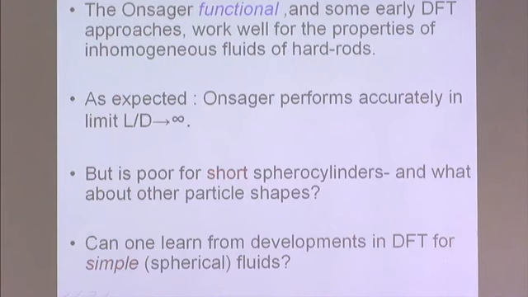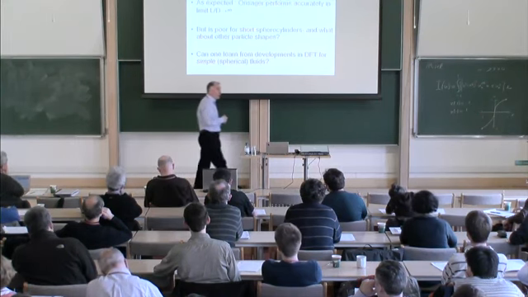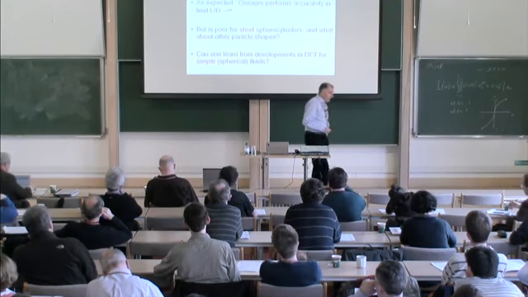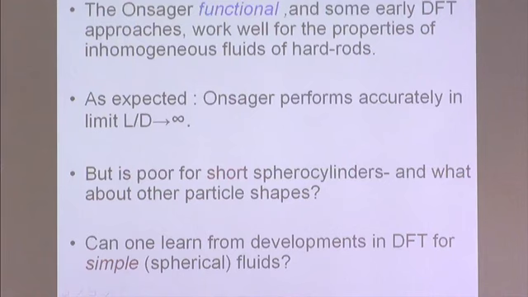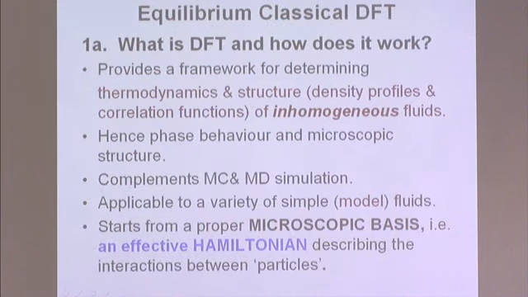So I now want to switch tack and say, can we now learn from another piece of theoretical physics, which is density functional theory, classical density functional theory, which was developed primarily for simple fluids, atomic-like fluids, which are essentially spherical. So switching to the other limit, if you like, and then we'll come back to the Onsager limit.